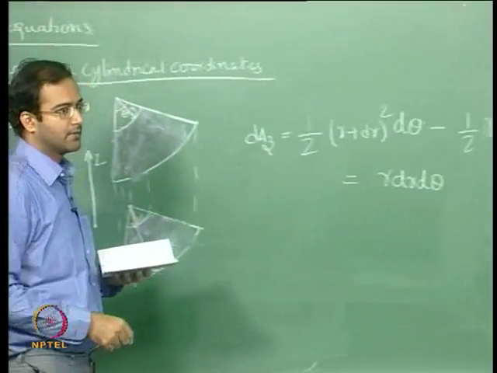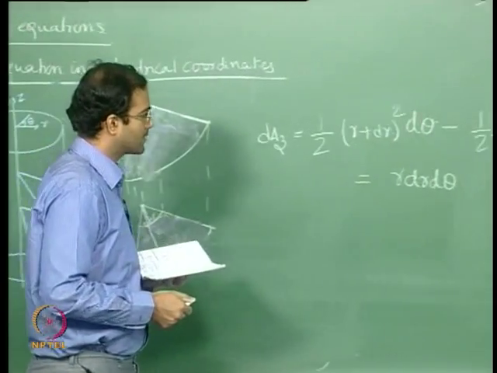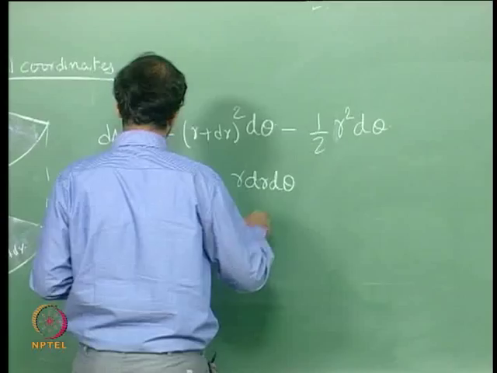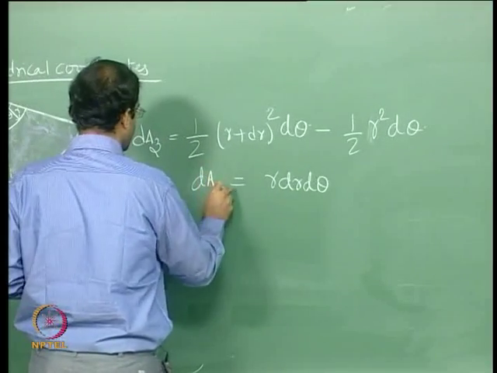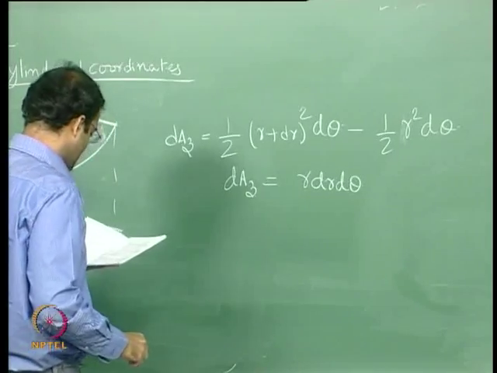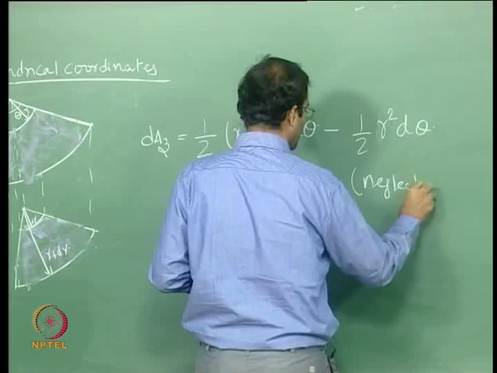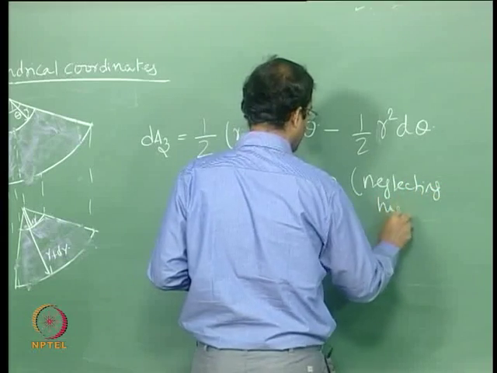So that is a very small term, considering that these are all differential elements. Therefore we can neglect the higher order terms and we can approximate your dAz in terms of the dimensions as r dr d theta. And so this is coming out of neglecting your higher order terms.